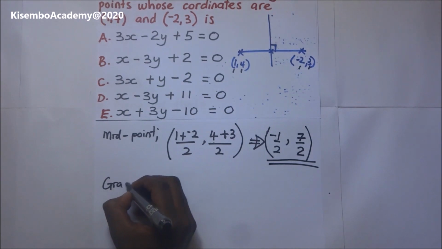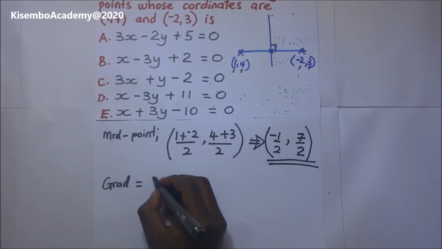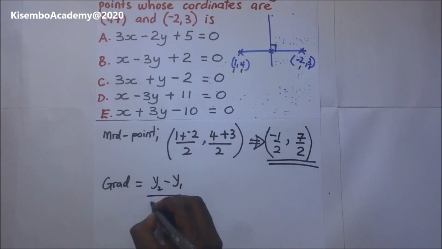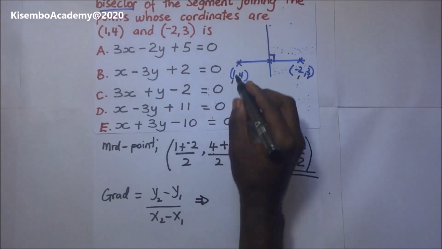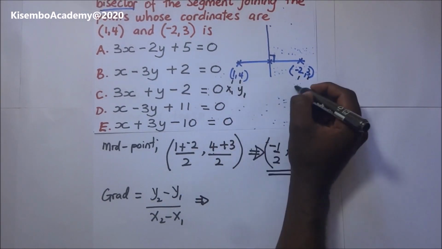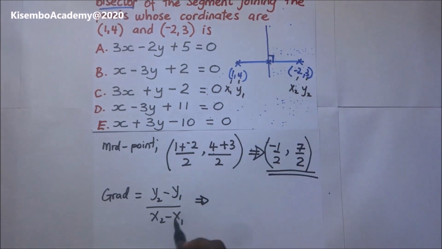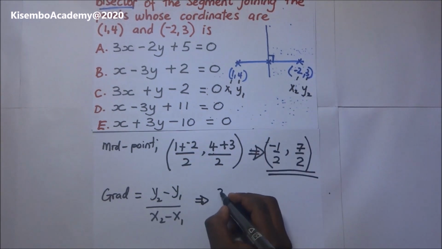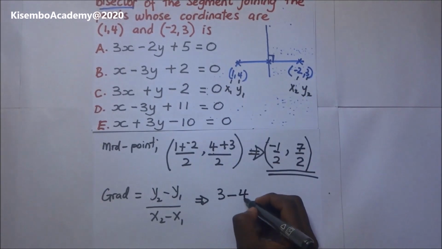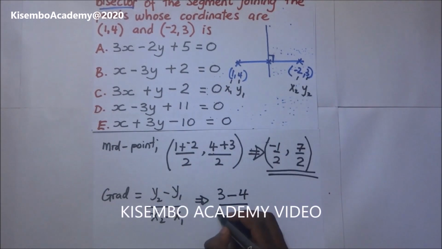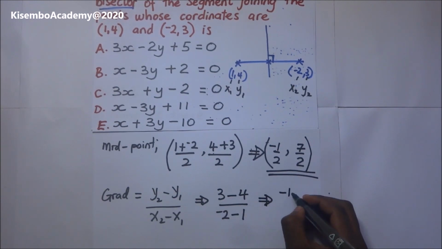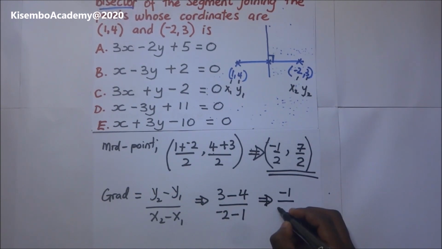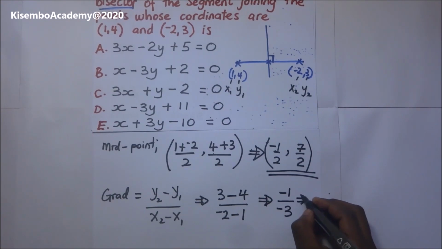So let's go ahead and find the gradient of this line. It is equal to y2 minus y1 over x2 minus x1. Let's call this x1, y1, and this x2, y2. So our y2 here is 3 minus y1, which is 4, divided by our x2, which is -2, minus our x1, which is 1. Therefore 3 minus 4 is -1, divided by -2 minus 1, which is -3. Definitely that is a third.